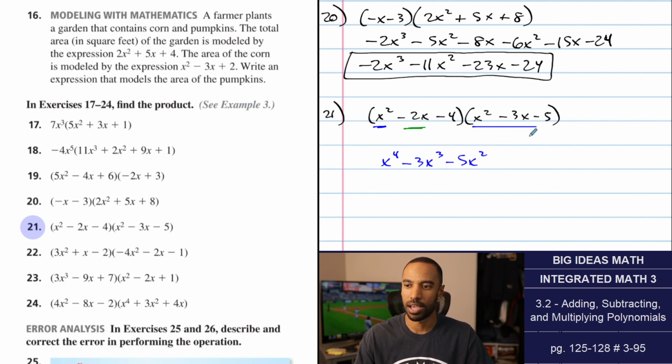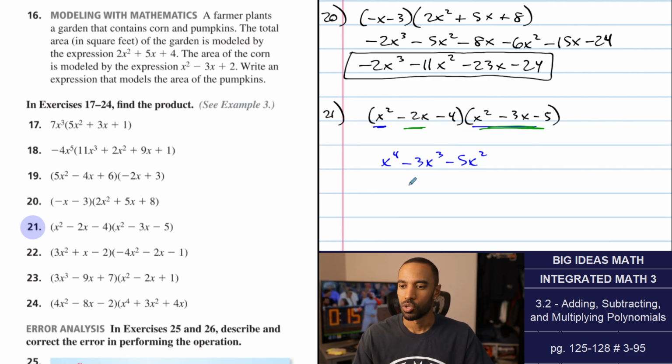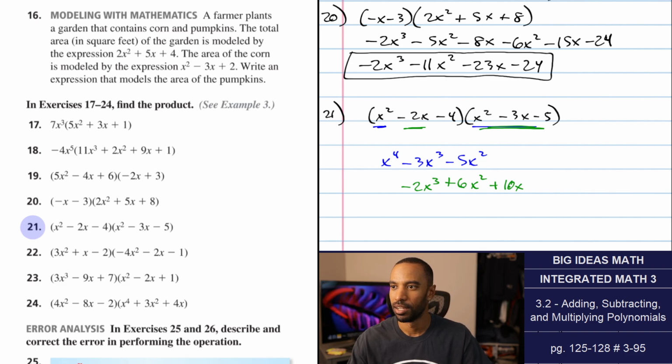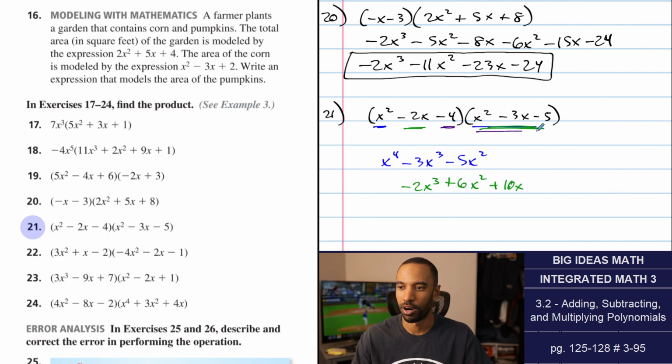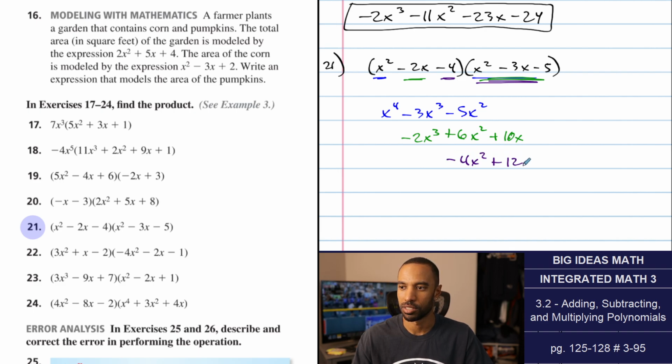Now negative 2x is going to multiply by these 3. Don't forget the fact that it's a negative each time. So that becomes negative, I'm going to line them up, negative 2x cubed plus 6x squared. That's the time they always forget it. Minus 10x, or plus 10x. And then I have negative 4 multiplying with those 3 is negative 4x squared plus 12x plus 20.